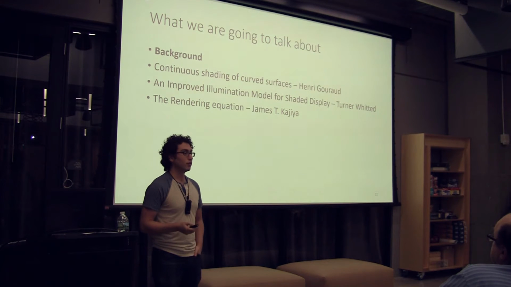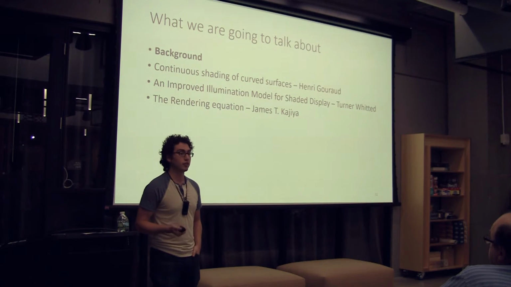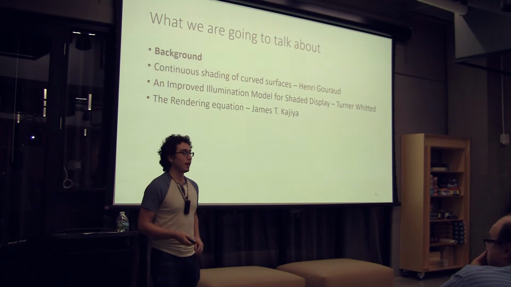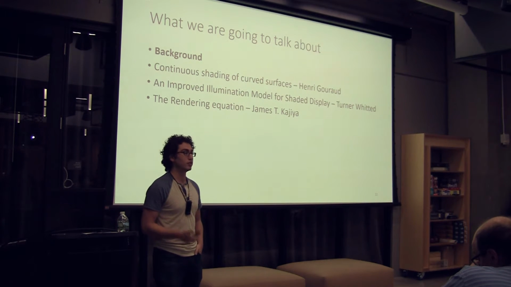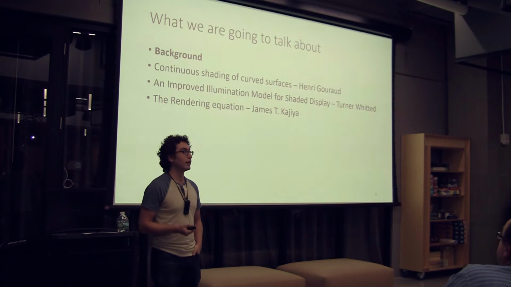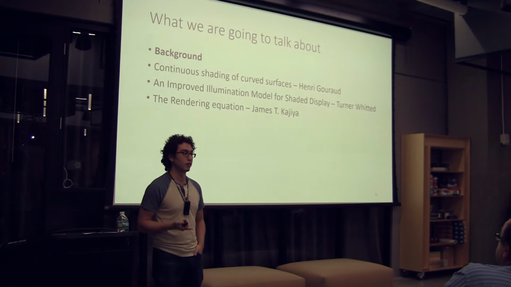We're going to look at a few things, and I want to start with a little bit of background so we have some common ground. Then we're going to look at 3 papers. The first is Continuous Shading of Curved Surfaces by Henri Gouraud. Then we're going to look at An Improved Illumination Model for Shaded Display by Turner Whitted, and end with the rendering equation.